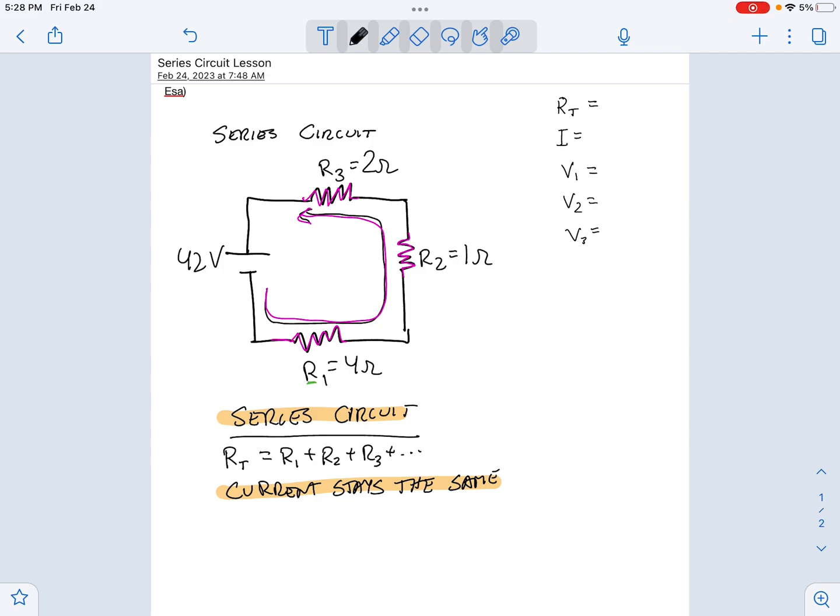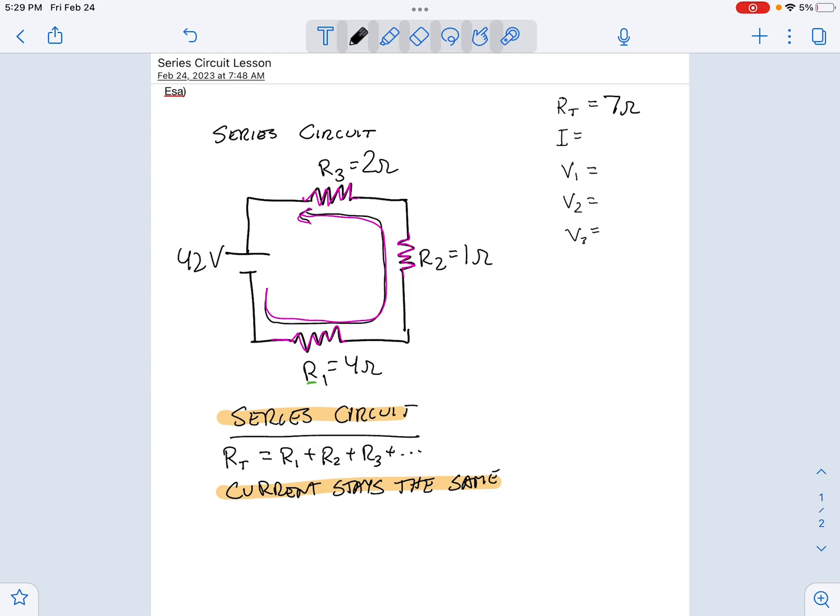So we start off with RT. The total resistance is just adding the individuals up. So here we have 4 plus 1 is 5. 5 plus 2 is 7. So the total RT is going to be 7 ohms.